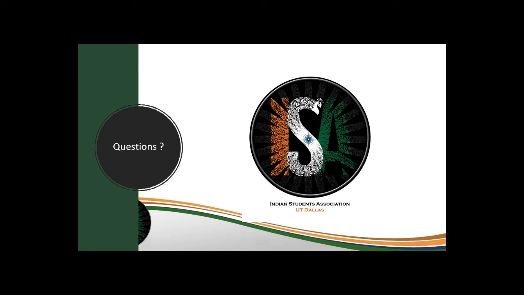Okay, here's another question. It says, since it takes 3 to 5 days to get a Comet card, and then the DART pass associated with that, how can I commute till then to UTD? Could you answer or could you repeat my question again? Sure. It says since it takes 3 to 5 days to get a Comet card and the DART pass, how can I commute till then to UTD?